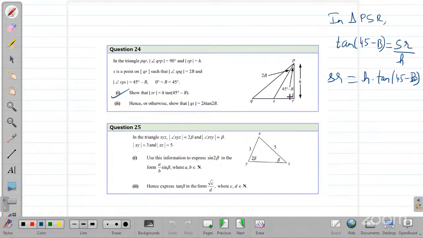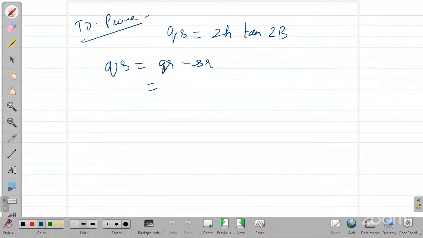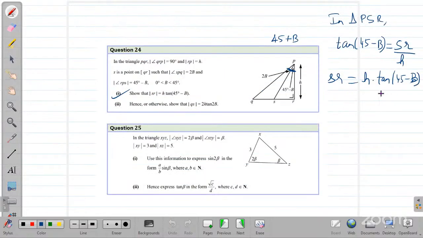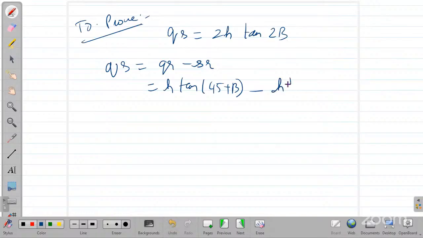So for the QR value, tangent of the total angle will be 45 plus B. Is that right, the entire angle? Because here we have 45 minus B and here we have 2B. When you add them, you'll get 45 plus B. So if I take tan of (45 plus B), I will get QR divided by H. So QR is equal to H tan (45 plus B) minus SR, which we have already found out, H tan (45 minus B).